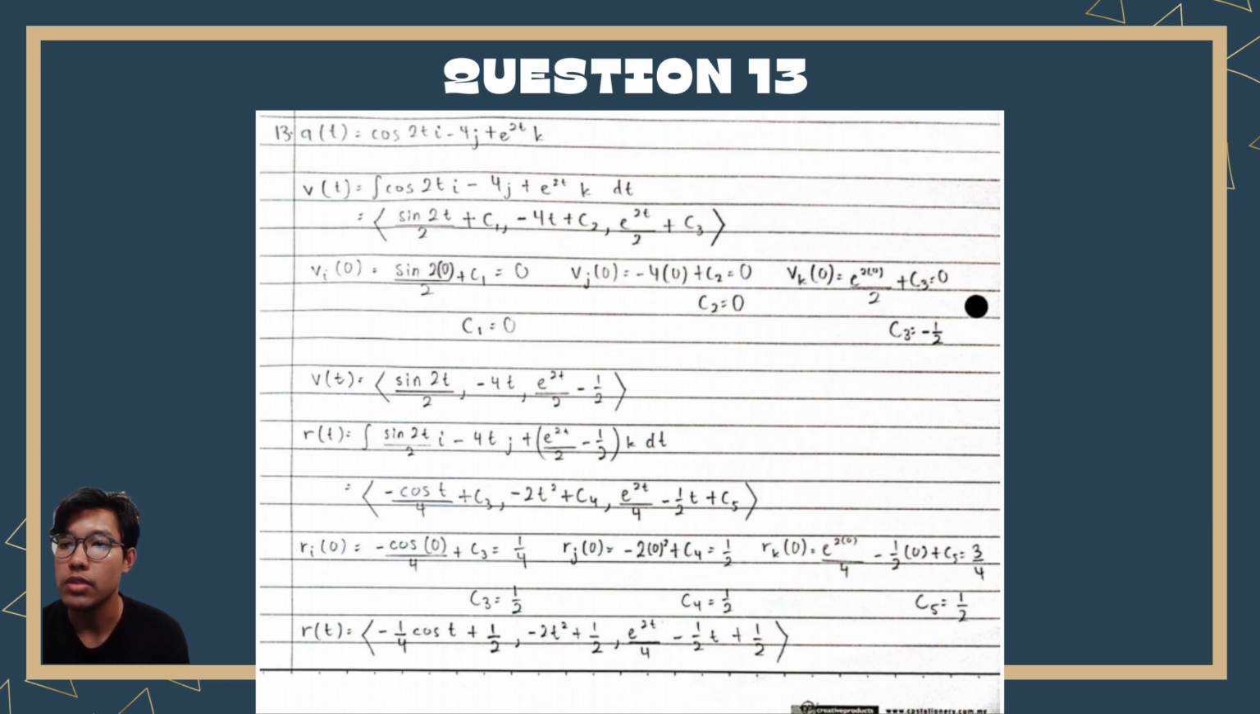Next, we will integrate v(t) and the answer will be negative cos 2t over 4 plus c3, negative 2t squared plus c4, e to the power of 2t over 4 plus c5. After that, we need to compare the new value of r0 and the given value of r0. The answer will be negative cos 2t over 4 plus 1 over 2, negative 2t squared, plus 1 over 2 e to the power of 2t over 4 plus 1 over 2.